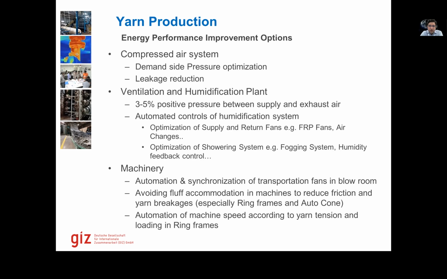And if they are doing humidification, for example, if they have a fogging system there, we can install humidity sensors in the spinning section, and then feed that back to the humidification plant, and we can control the pumps and the fans there to do the optimization. So that is how we can optimize the ventilation and humidification plant.